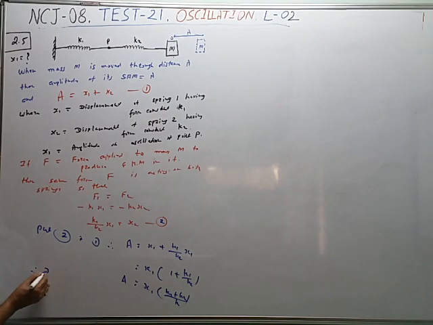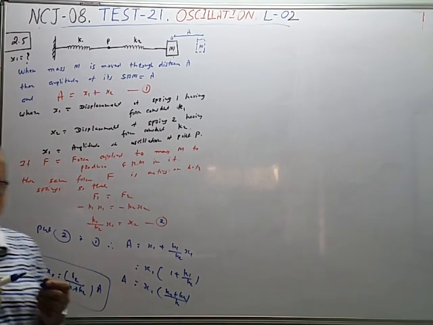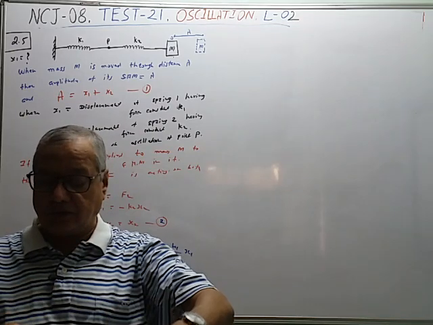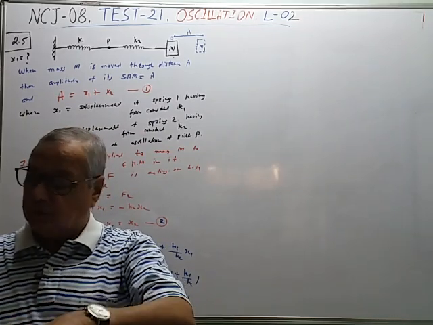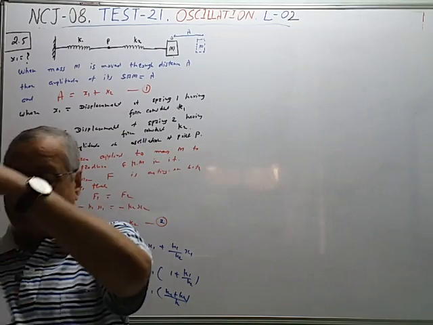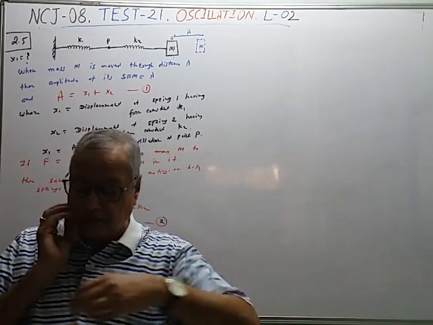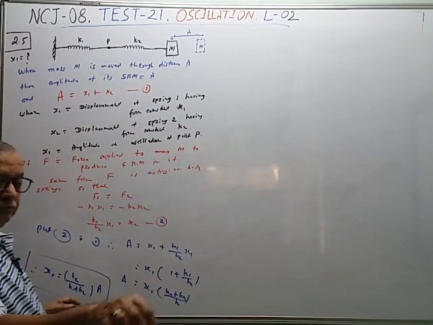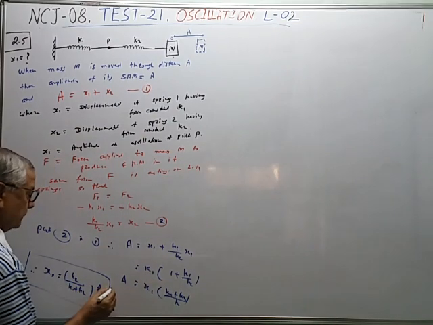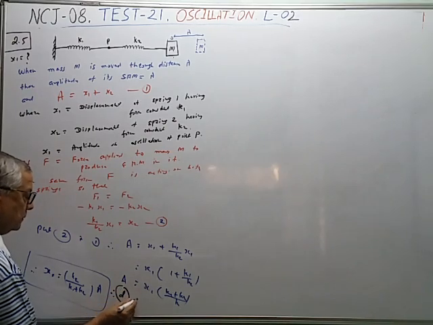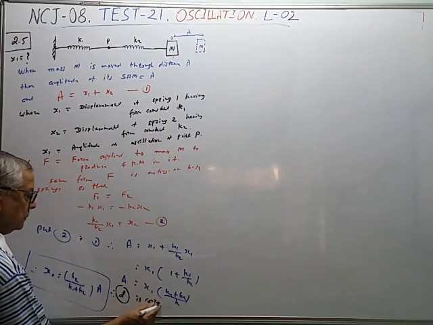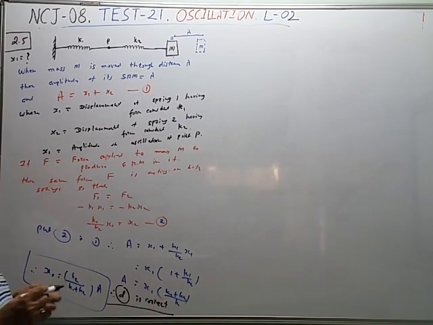So you have to find X1. So amplitude of the point P, X1 is equal to K2 upon K1 plus K2 times the total amplitude A. So this is the correct choice. So the correct choice is D. D choice is correct.